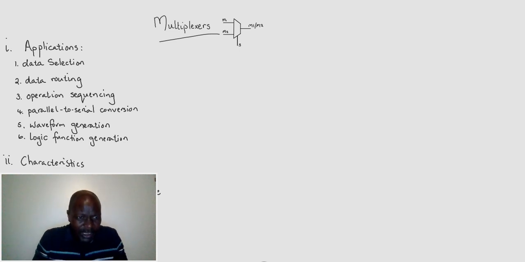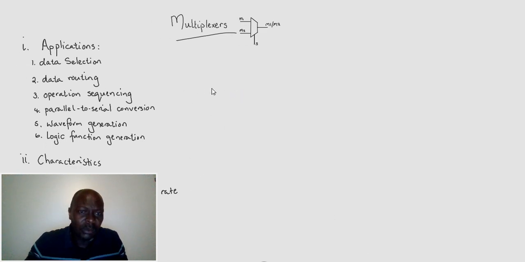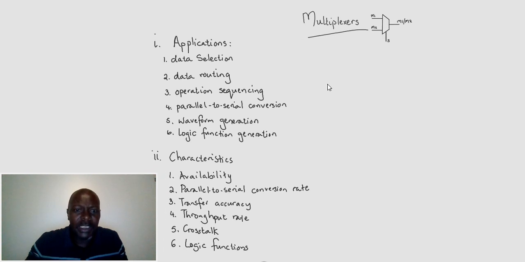We could obviously use that also to generate logic functions. Now we also have to look at the characteristics of the multiplexers. Let me move my board a little so you can see. We already discussed the availability, where we say the 2 to 1 multiplexer, the 4 to 1 multiplexer, the 8 to 1 multiplexer, and the 16 to 1 multiplexer are the more readily available multiplexers, but we can combine them to get larger ones. The last thing that I did was basically combine.